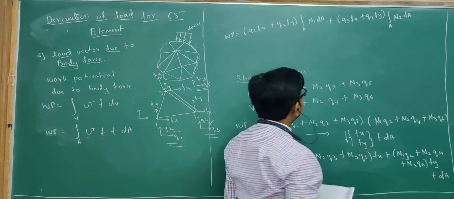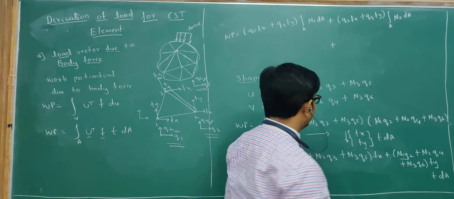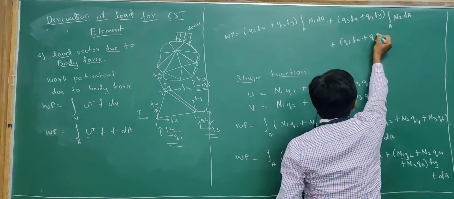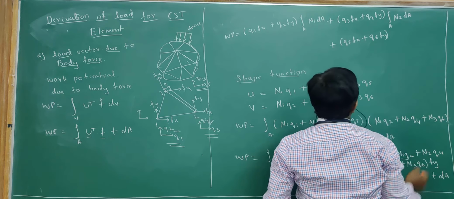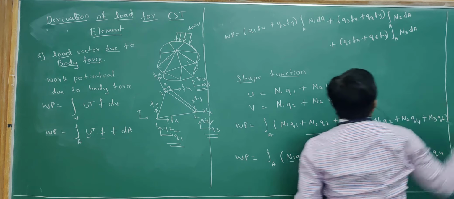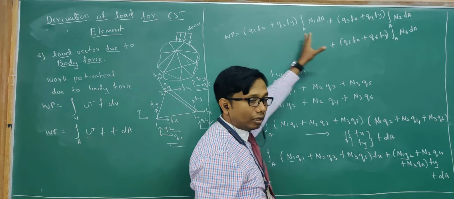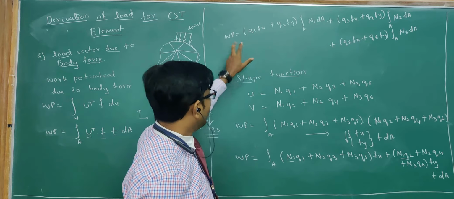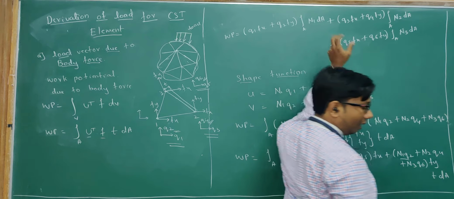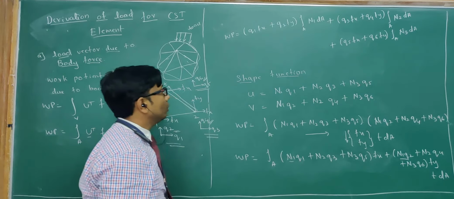Next we will take the N3 common here. So N3 is Q5 and Q6. So we will be taking Q5 Fx plus Q6 Fy into integration A, N3 into D. So this is how we have taken a common shape function for each of the nodal displacements. So now we will be doing the integration of this. This integration is a bit lengthy process. I will be giving you the detailed derivation in the notes.